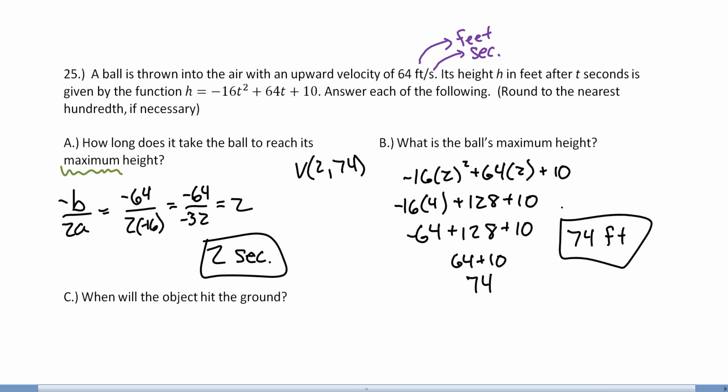Okay? So vertex is always interpreted as opposite of b over 2a, but if it asks for maximum, we know we're talking about a piece of the vertex. You just have to figure out which piece of the vertex.